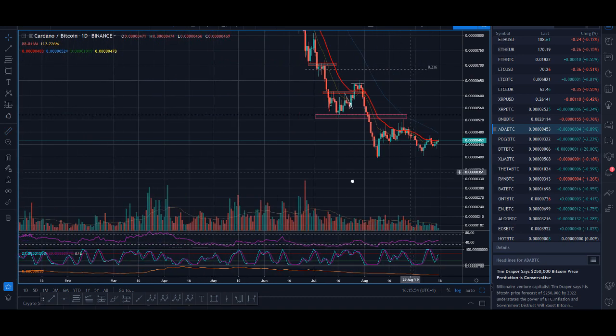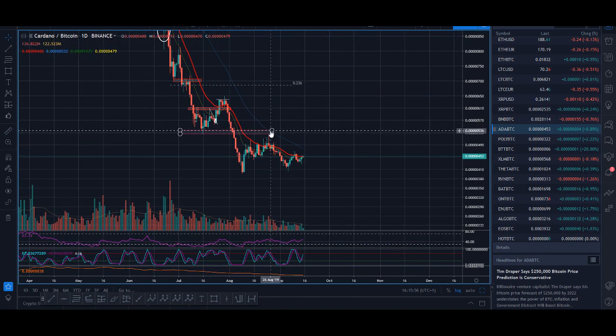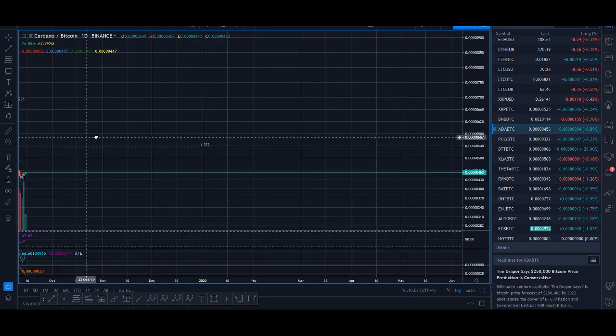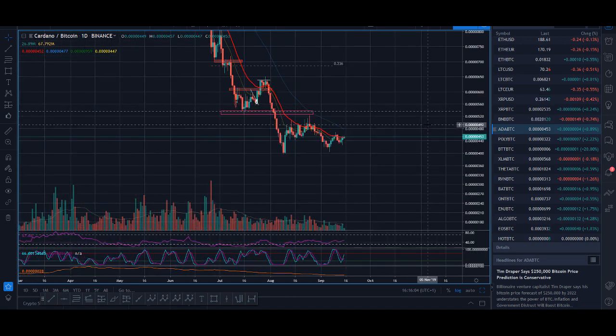From an investing point of view, you'd want to see ADA break above here, around the 500 zone. If ADA breaks out, as you can see, it's a massive Fibonacci level.